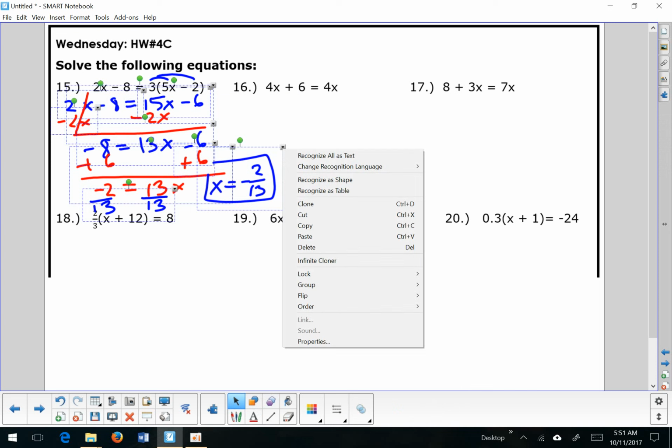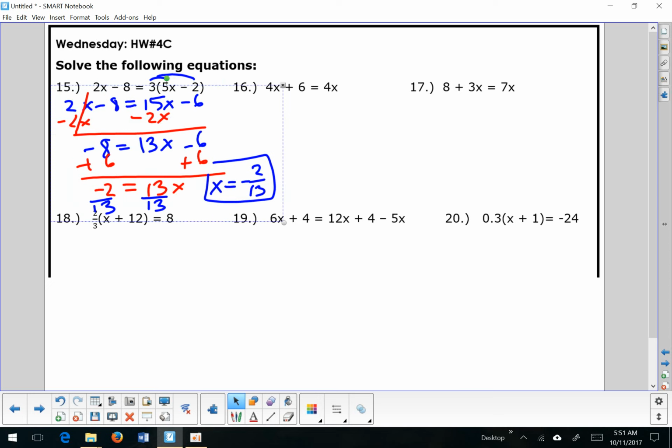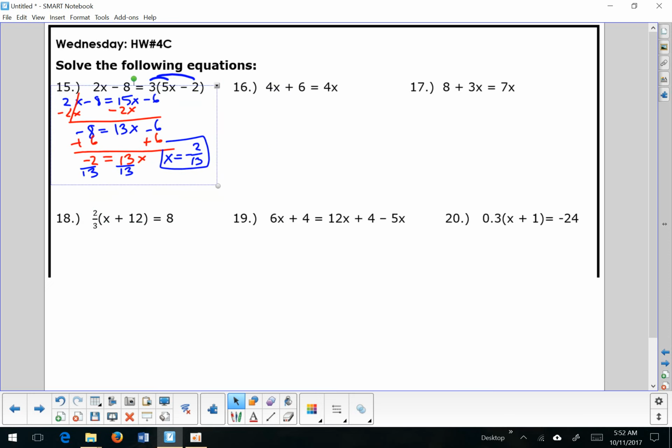Okay, I'm going to take this work, I'm going to shrink it down a little bit so that I have some room for my next question. There we go. Question number 16. I have variables on both sides, and this is a new question for you. We're going to talk about this at the end of the week.